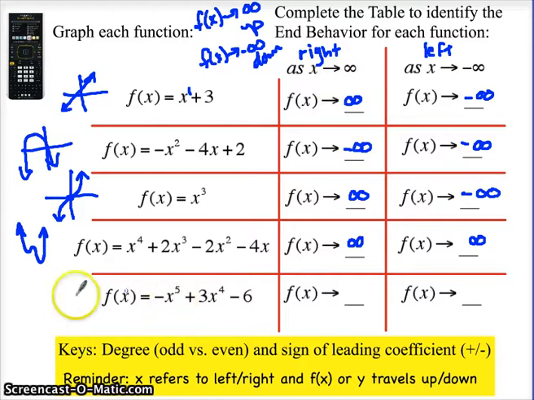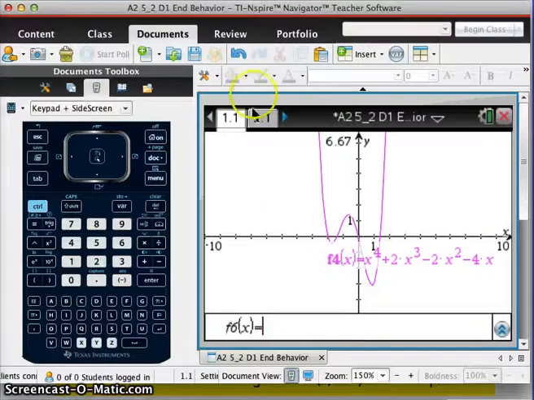X to the fifth should follow that same pattern, but notice again, now we've got negative x to the fifth. So when we think about it, well, up to the right, down to the left seem to be the pattern for odds. But if we flip that over, that negative leading coefficient, my guess is we're going to end up going up to the left and down to the right. So we can fill in that we're going negative infinity to the right and positive infinity to the left. Let's double check our graph and make sure that's really the case.